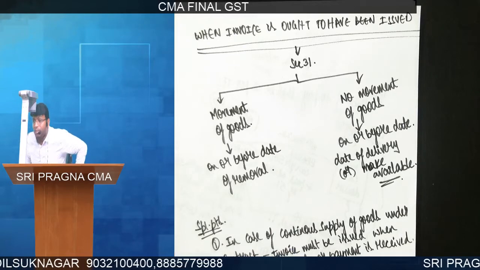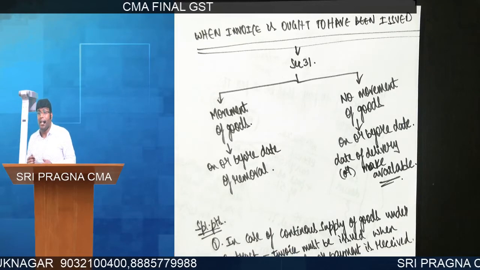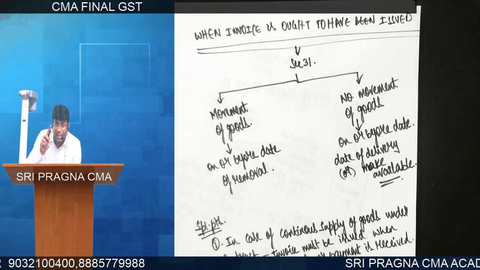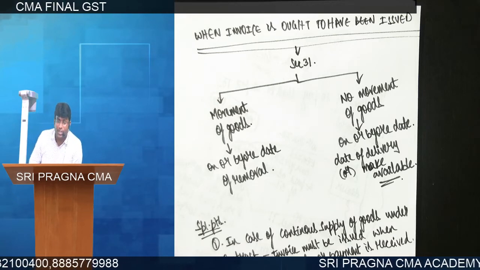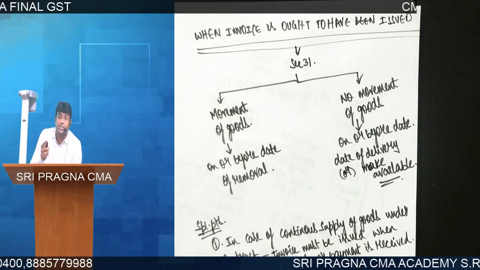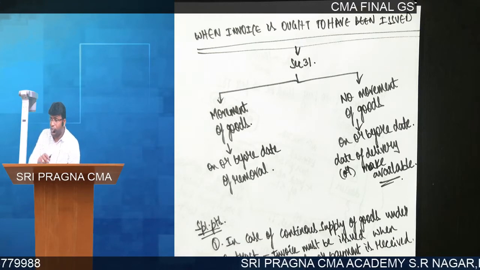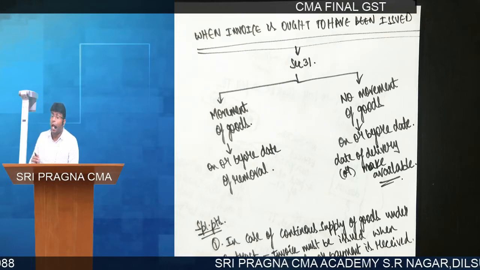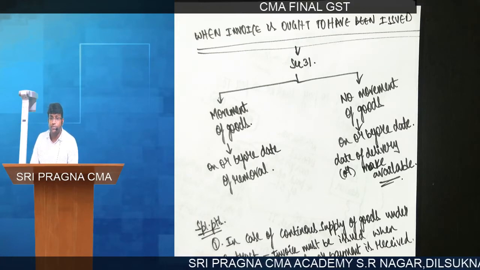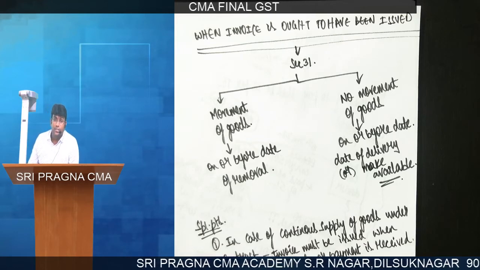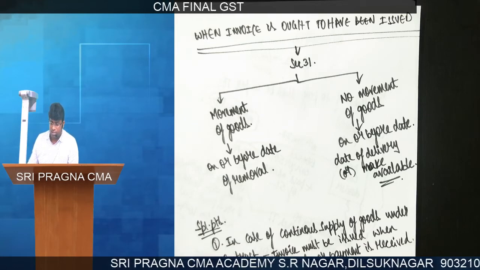These are the points in terms of when invoice is ought to have been issued. And why is this important? Because time of supply clearly says the actual date of invoice or last date when invoice is ought to have been issued, whichever is earlier. So it is very important for us to know when invoice is ought to have been issued. That's why we discussed all these points. Are we clear?